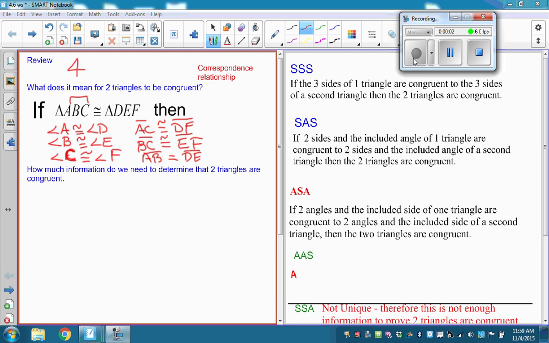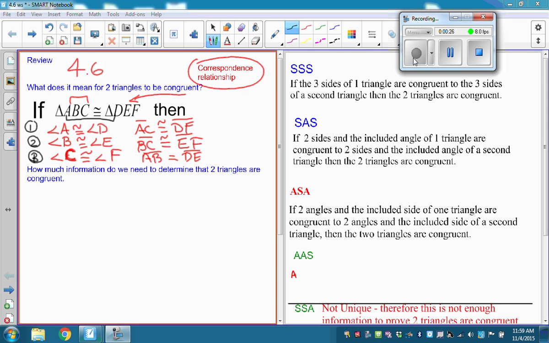Section 4.6 is about corresponding parts and something called the correspondence relationship. This is the correspondence relationship: the order of the letters saying two things are congruent. These things here, everything here, these 6 things, are all the corresponding parts. In other words, angle A corresponds to angle D.